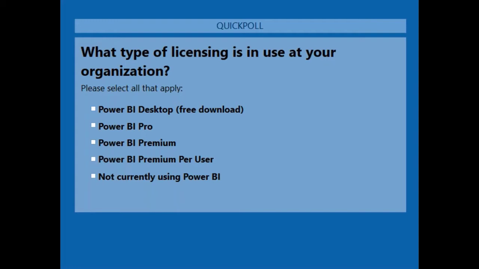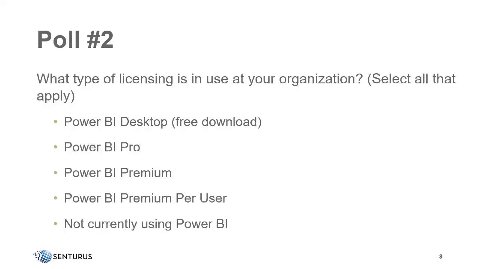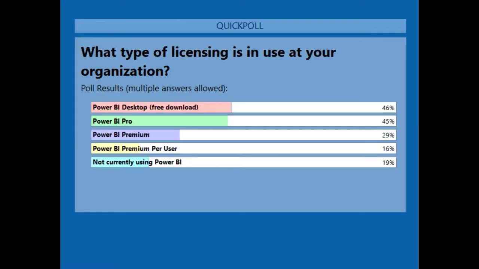All right, well, we've got about 80% here, and everyone's kind of gotten their voice heard. So we'll share this out. So kind of evenly split there between desktop and pro, and then a good, almost third going premium, and then 20% or so premium per user, and about 20% not using Power BI. So it seems like about the right distribution there.